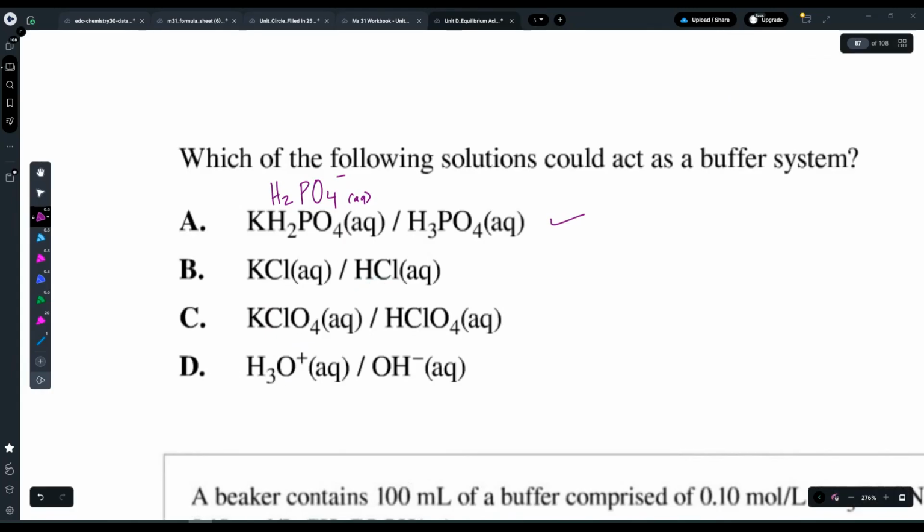All right, now let's look at the other ones. We have hydrochloric acid, which is a strong acid. So remember, we only want weak acids and weak bases. Because we have a strong acid, this one's already out of the running.